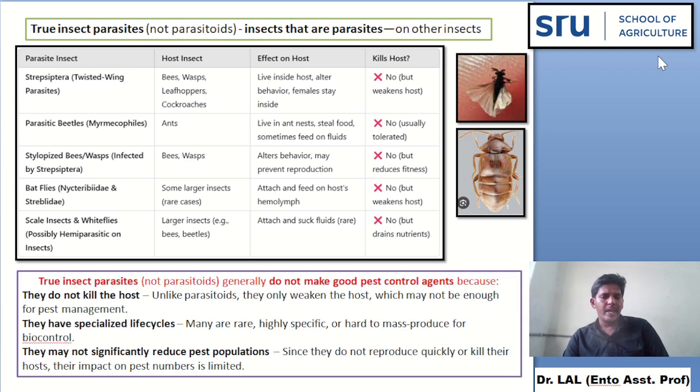These true insect parasites generally do not make good pest control agents because they do not kill their host. They have a specialized life cycle. They may not significantly reduce the pest population. That's why these true insect parasites are not that good for managing insect pests.